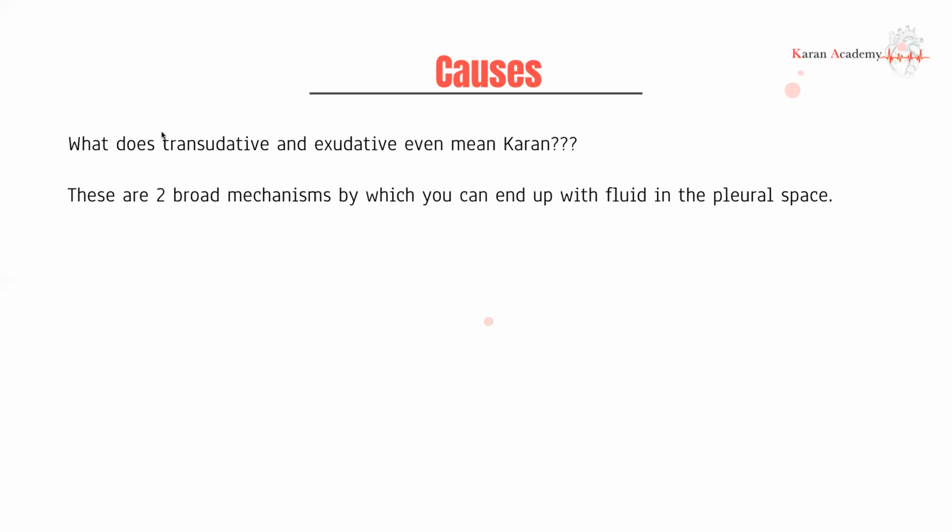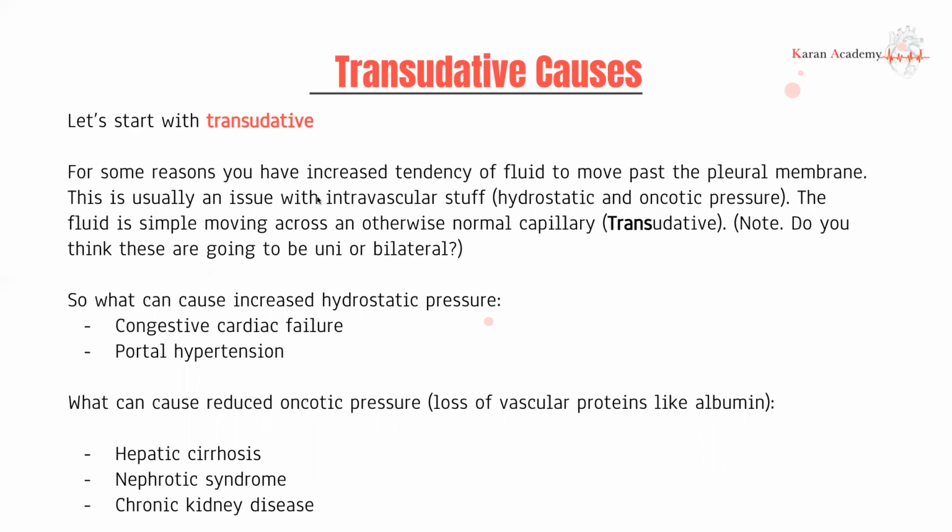Now, I talked about transudative and exudative. These are two broad mechanisms where you can end up with fluid in the pleural space. Why you get this fluid is very different in both of them. And therefore, if you understand what's going on, you can make that distinction much easier. Let's start off with talking about transudative causes. So don't read the text just yet. I'll just work through it.